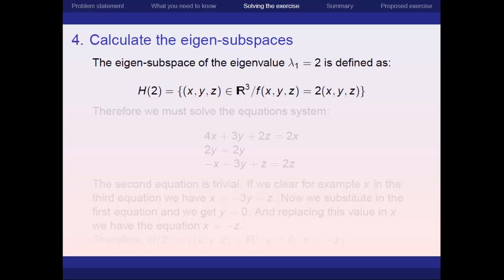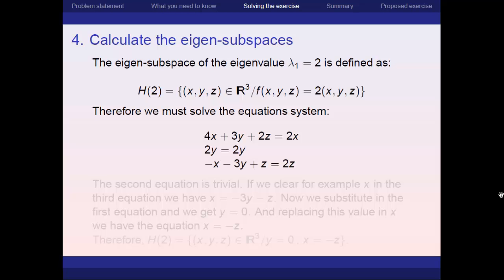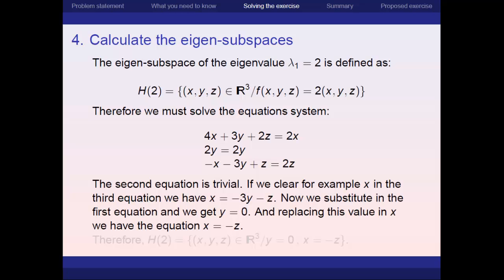4. Calculate the eigensubspaces. The eigensubspace of the eigenvalue λ1 = 2 is defined as H(2) = {(x, y, z) in R3 such that f(x, y, z) = 2(x, y, z)}. Therefore, we must solve the equation system 4x + 3y + 2z = 2x, 2y = 2y, -x - 3y + z = 2z.